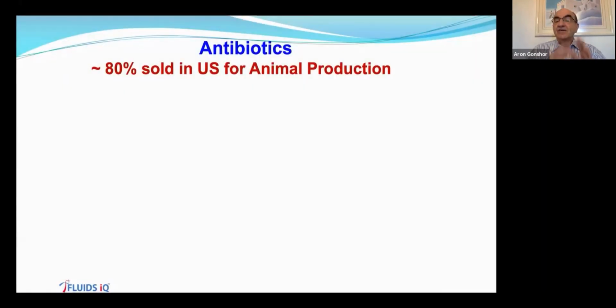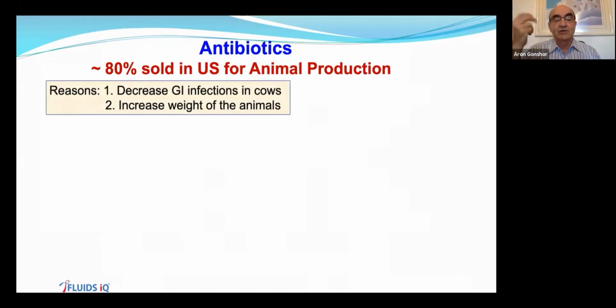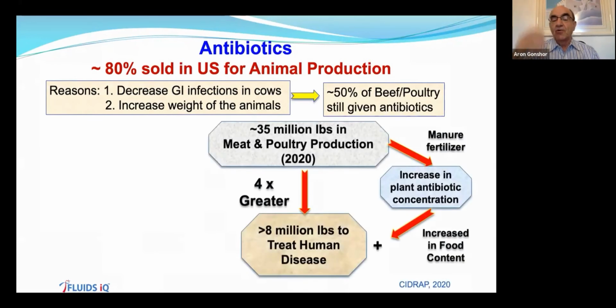So what about antibiotics? Well, 80% of those are sold in the US for animal production. And we know why. It decreases gastrointestinal infection in cows. It increases the weight of the animals. And to date, 50% of beef, chicken, etc. are still being given these antibiotics. And we know that there are about 35 million pounds in meat and poultry production, almost to date. And that is used in manure fertilization. It gets into the plants, increases their concentration, it gets into food, and on top of that, there's more than 8 million pounds being used to treat human disease.